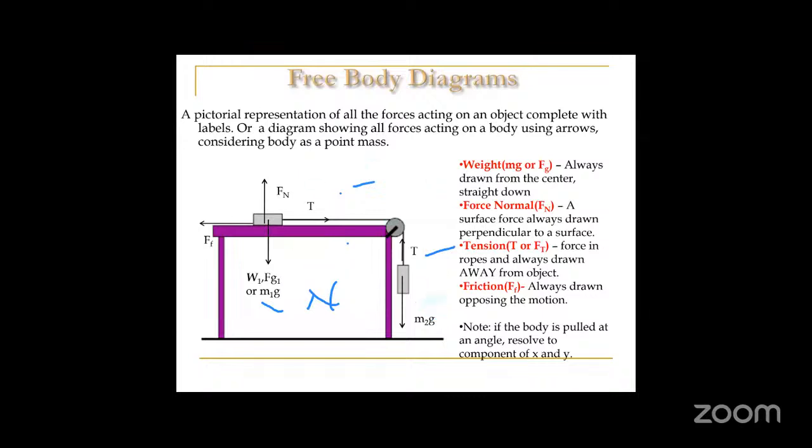Fg is the weight, also mg, and it always acts downward from the center. Fn is the normal force, a surface force always drawn perpendicular to the surface. Tension T, or Ft, is the force in a rope and is always drawn away from the object. Frictional force is the force that opposes the motion of the object.